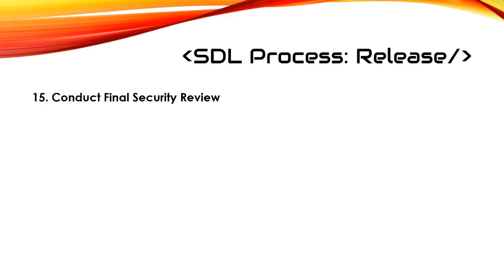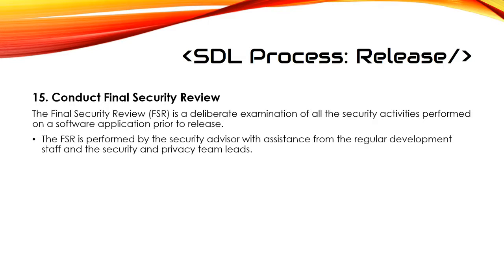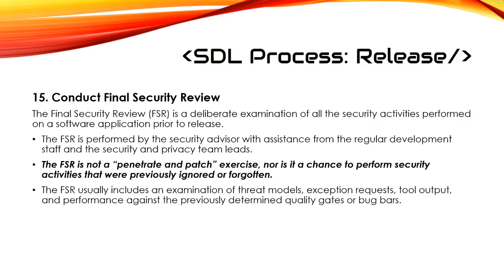Conduct final security review. The final security review is a deliberate examination of all security activities performed on a software application prior to release. The FSR is performed by the security advisor with assistance from the regular development staff and the security and privacy team leads. The FSR is not a penetrate and patch exercise, nor is it a chance to perform security activities that were previously ignored or forgotten. The FSR usually includes an examination of threat models, exception requests, tool output, and performance against the previously determined quality gates or bug bars.